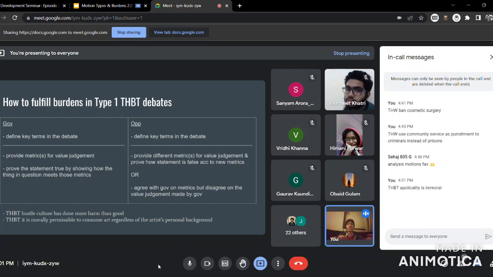अच्छा ये चीज मुझे definitions में cover करनी थी, I forgot about it. अच्छा याद आ गया. What happens is, what do you do if the other team gives you an unfair definition?